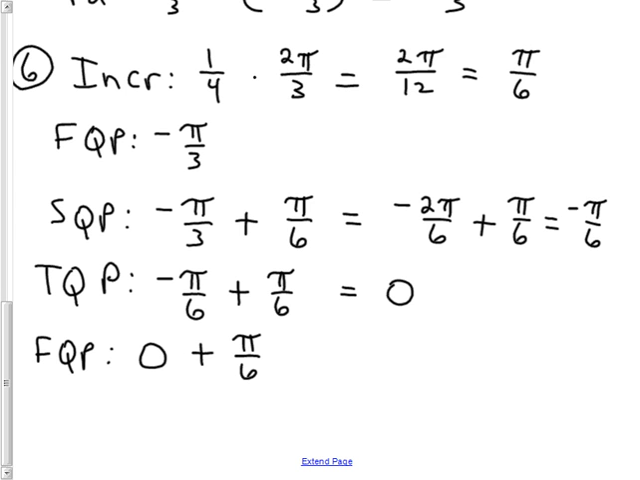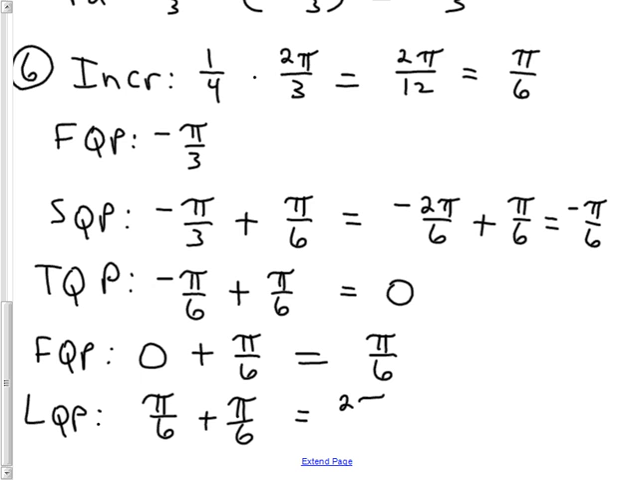And again, if you can just count by pi over 6s, you can do this a little quicker, but I'm going to make sure you see where I'm getting everything from. So 0 plus pi over 6 is going to leave me with pi over 6. And then my last quarter point, just double check to make sure, but if you take pi over 6 and you add pi over 6, that's going to be 2 pi over 6, which is where we said we were going to stop, which was at pi over 3.